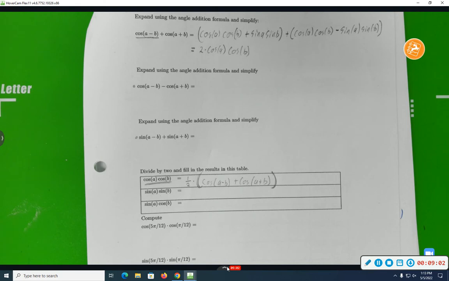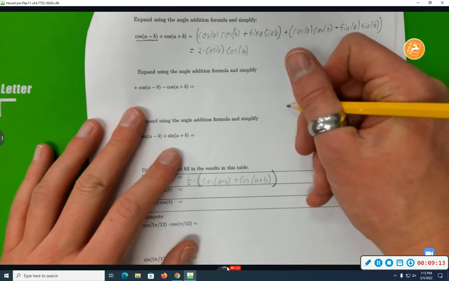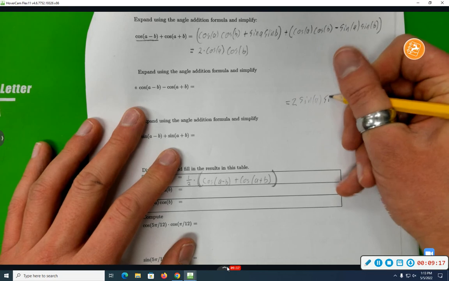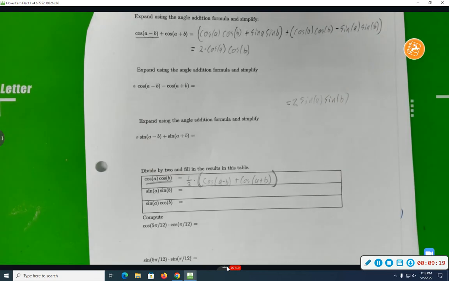And maybe before I even do, anyone get something for this item that is not exactly 0? What'd you get? When I simplified everything, I got 2 sine a sine b. All right, so let's see if we can get that.